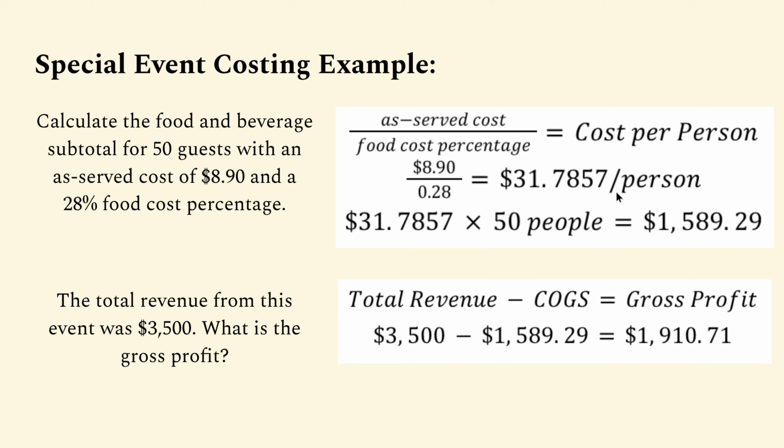So I'm taking that cost per person, multiplying it by how many people we are expecting for this event, and that is a subtotal of $1,589.29. So let's say that this customer paid $3,500 for this event. What is our gross profit? We're taking what the customer paid us, $3,500 minus $1,589.29, and we're looking at a gross profit of $1,910.71. So a pretty good return on that.